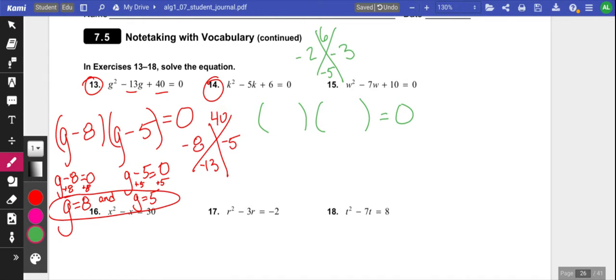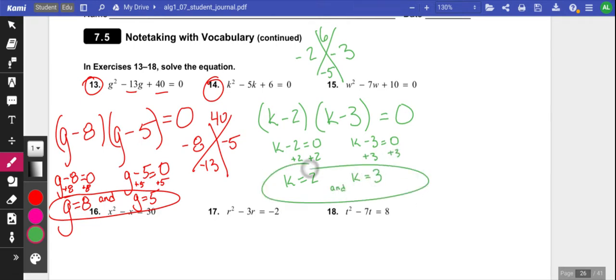Okay, so I'm going to have k minus 2 and k minus 3. I'm going to equal each of those to 0, okay? If I have k minus 2 equal to 0, k minus 3 equal to 0, let's see what I get. Most of us can probably skip this step, but I want us to know what we're doing. Okay, k is equal to 2, and then same deal. I'm going to add my 3. I've got k equal to 3. Okay, I've got 2 different answers here. Right?